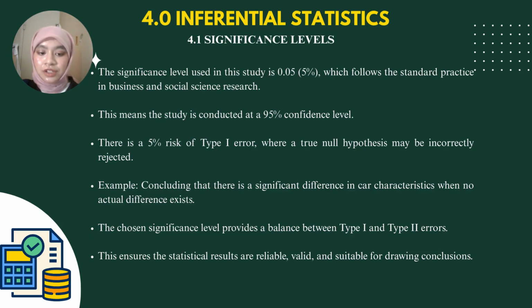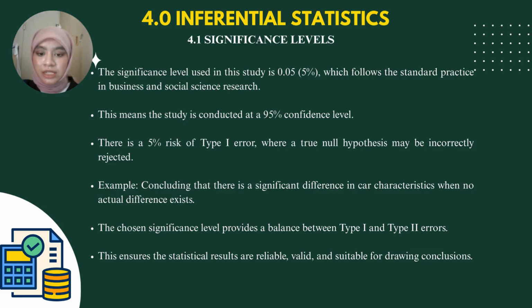So today I will present the significance level used in this study. The significance level used in this study is 0.05, which follows the standard practice commonly applied in business and social science research. This means that the study is conducted at a 95% confidence level. There is a 5% risk of committing a type 1 error, where a true null hypothesis may be incorrectly rejected.